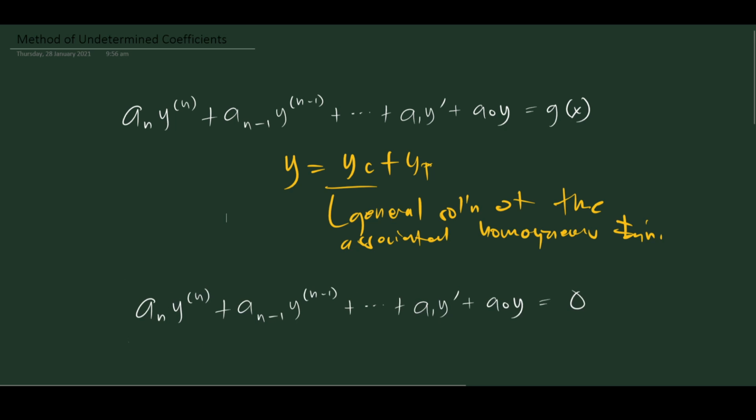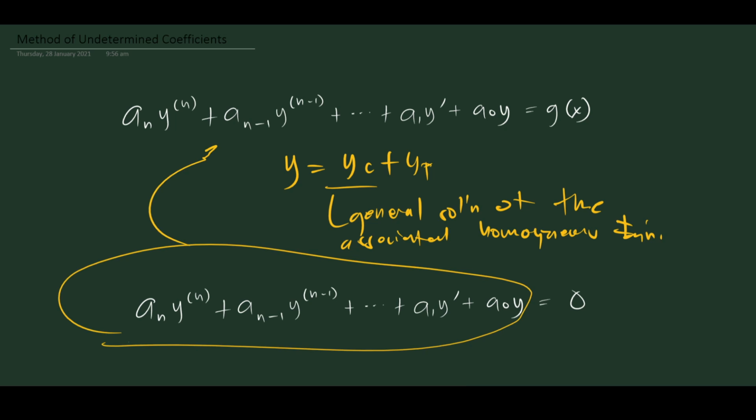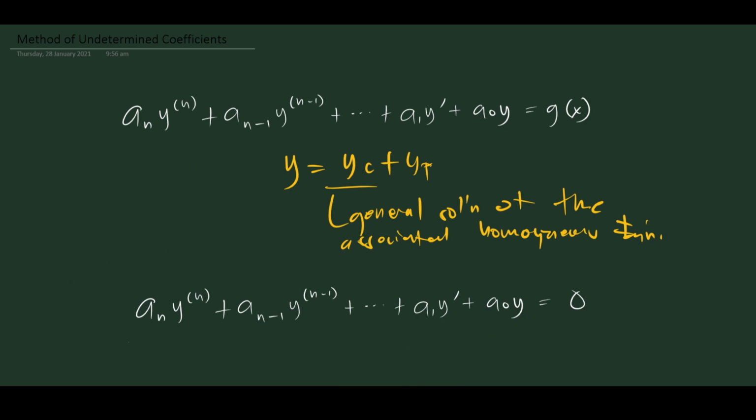As you can see here, the left hand side right here is the same as the left hand side of our non-homogeneous equation. They only differ here. This is 0 instead of g of x. Now if we solve that using the auxiliary equation method or reduction of order, we can get yc, right?